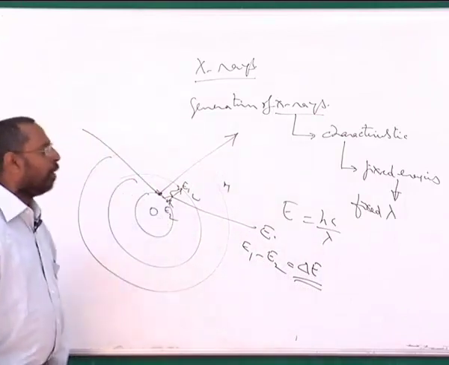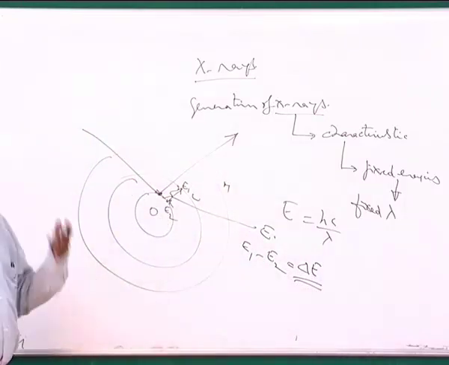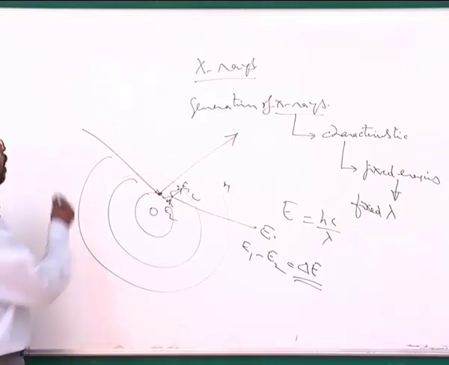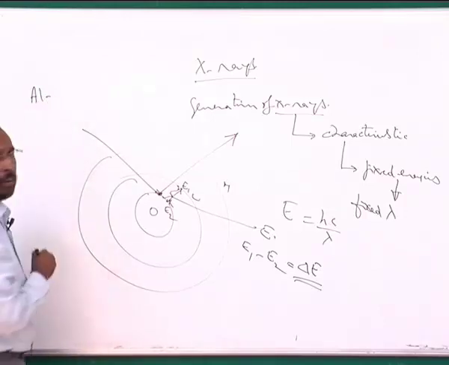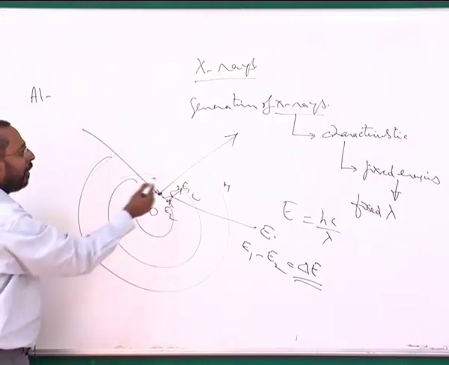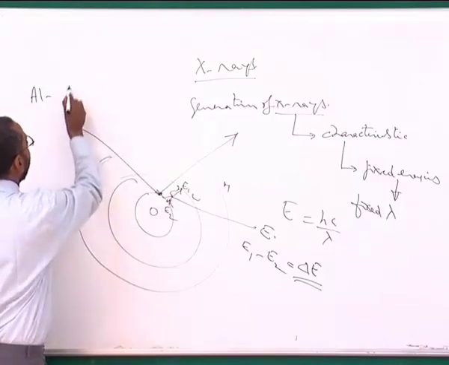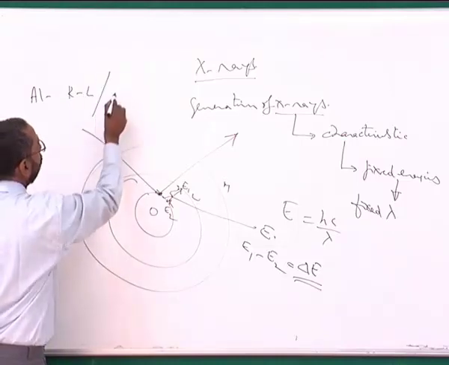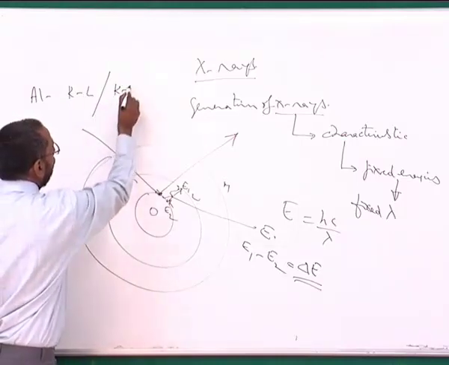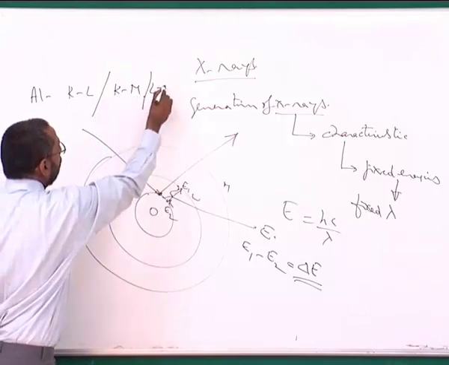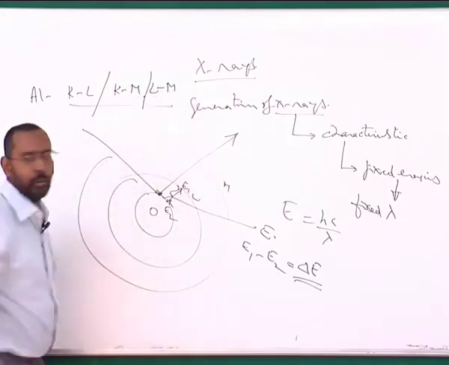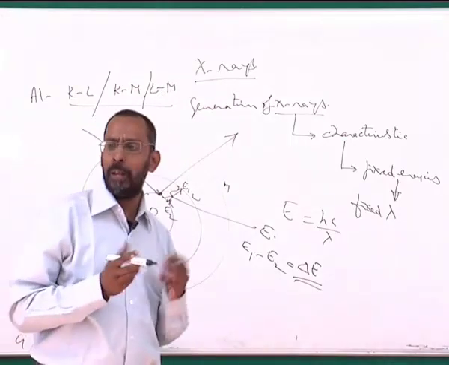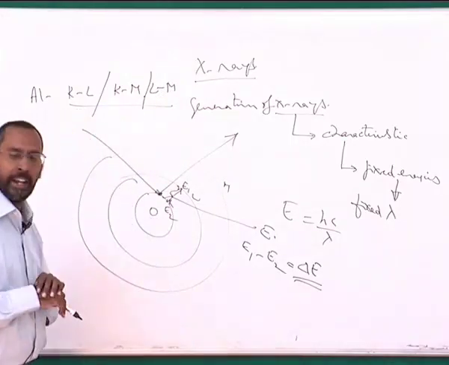And now we know there are standard databases available for each of the elements. For example, if I take aluminum, what is the energy difference between the K shell and the L shell, or between the K shell and the M shell, or between the L shell and the M shell? All these are known, and these are standard values available in standard handbooks nowadays.